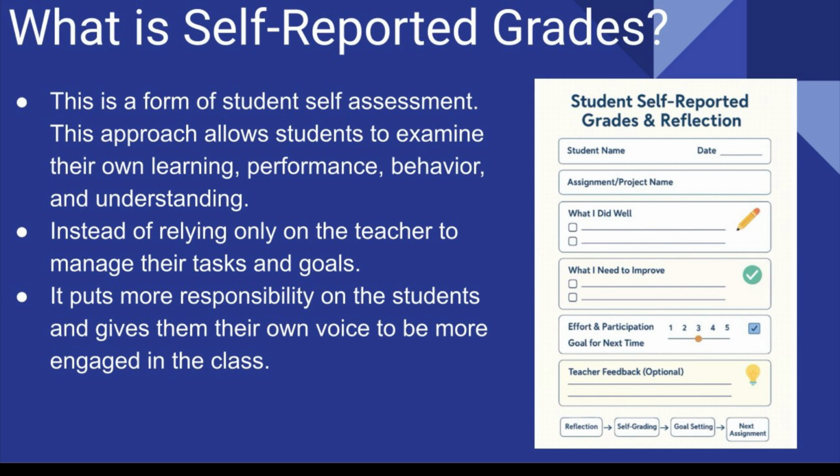So, this is a sample student self reported grades and reflection. I have basically student name, date, assignment, project name, what I did well, what I need to improve, effort and participation, goal for next time, teacher feedback optional. Then I just give them like a little 4-step how to do it on the bottom.